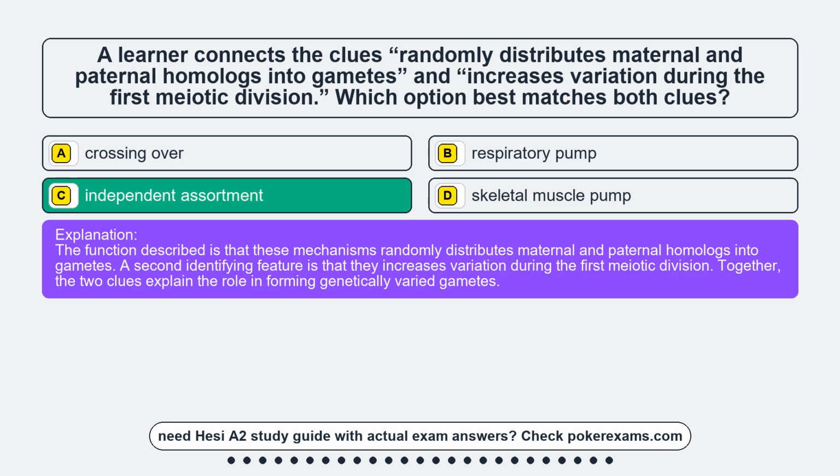The function described is that this mechanism randomly distributes maternal and paternal homologs into gametes. A second identifying feature is that it increases variation during the first meiotic division. Together, the two clues explain the role in forming genetically varied gametes.